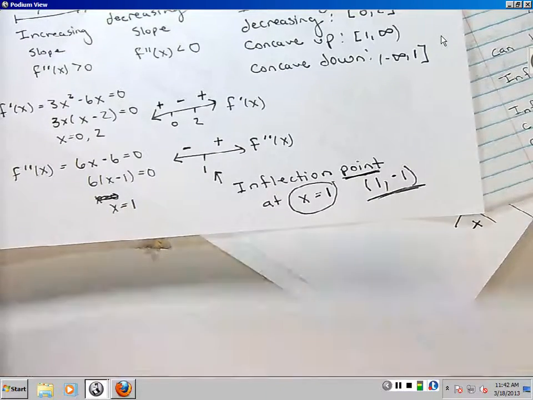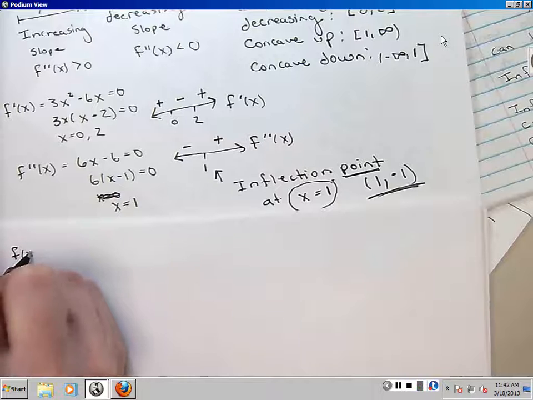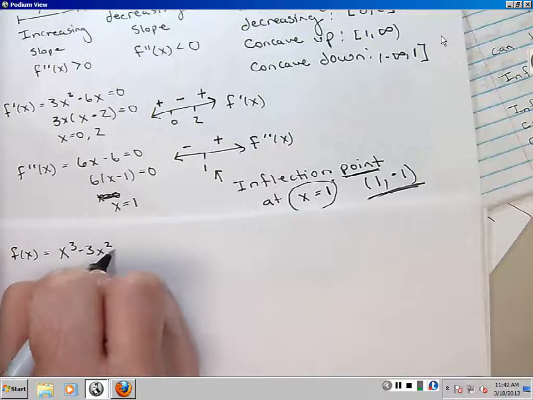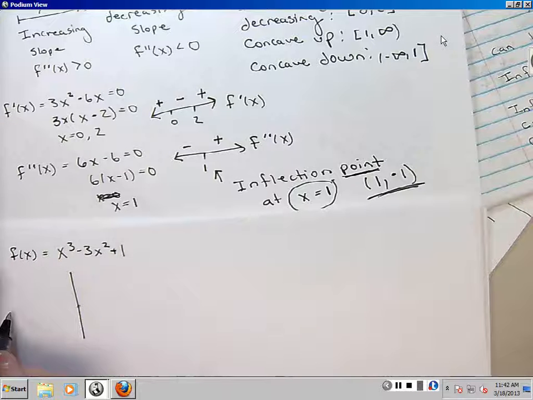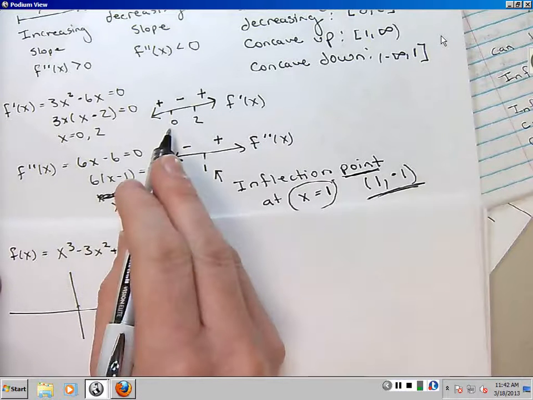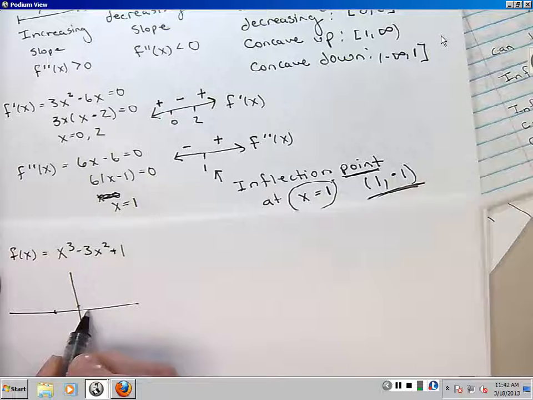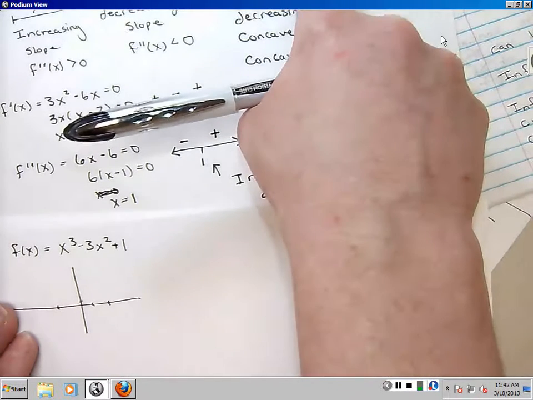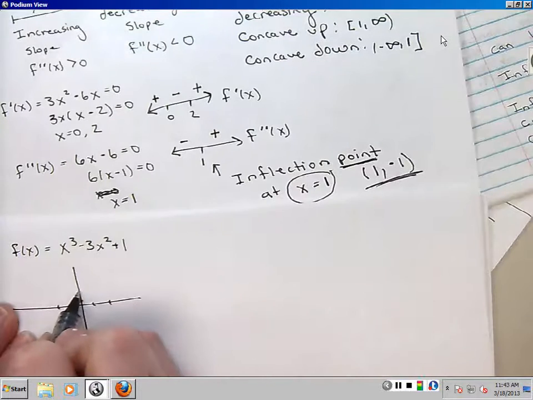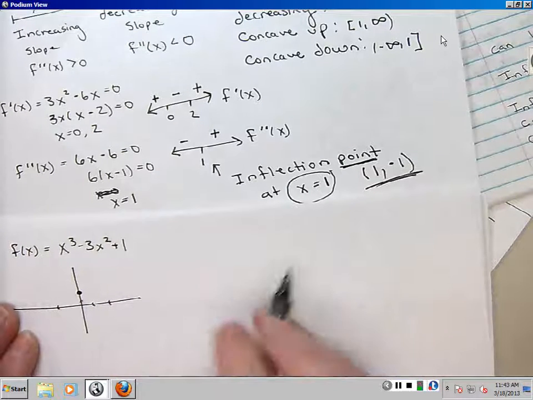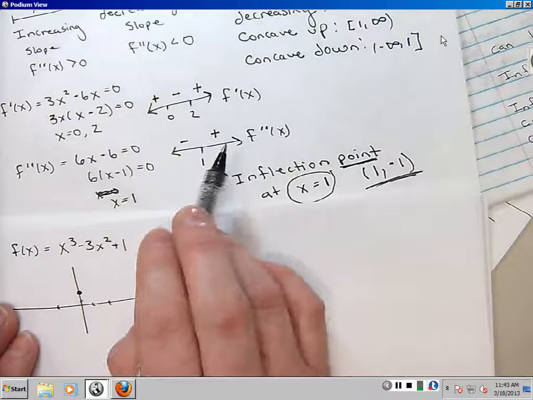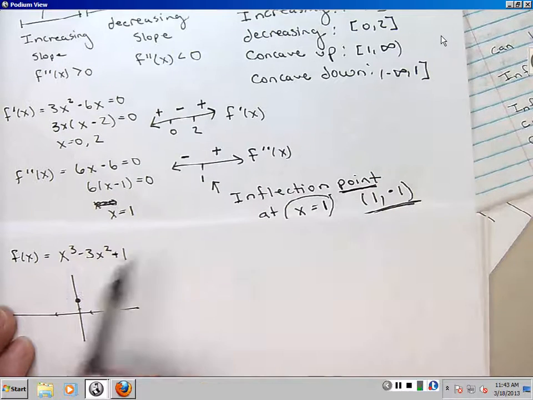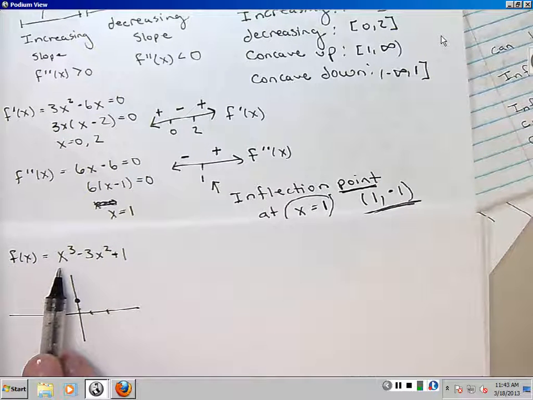So if I was to graph f of x equals x cubed minus 3x squared plus 1, 0 and 2 are my turnaround points. If I plug 0 into my function, I get 1. So the value of the function at 0 is 1. Oh, it's just 0 and 2 are my turnaround points, sorry. If I plug in 2 to my function, what would I get? Whatever 2 cubed.